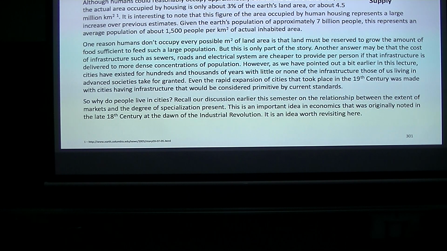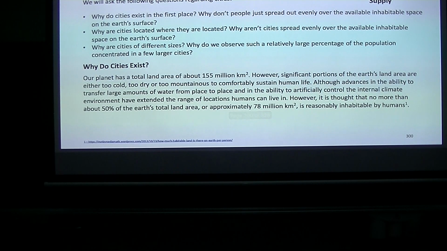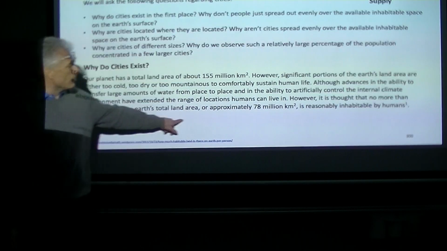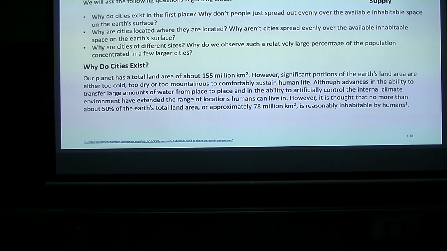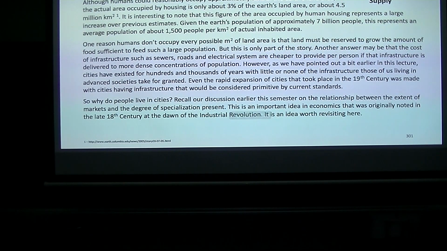As I've pointed out here, humans can occupy no more than about 50% of the Earth's total land area, about 78 million square kilometers, as reasonably inhabitable. About half of it is too mountainous, too dry, too cold. There are places that are not terribly attractive. And you have people that live in some extreme places. If you've been following the news, Siberia has had some very cold weather, and there are actually people who live in these parts. But in general, very few people live there.